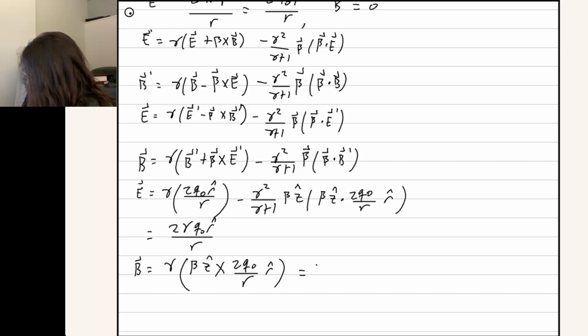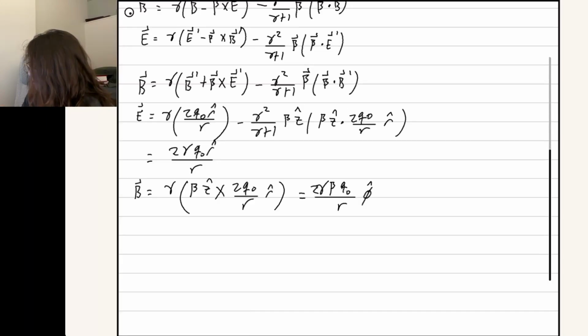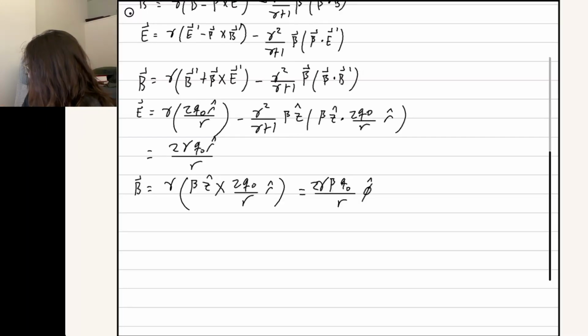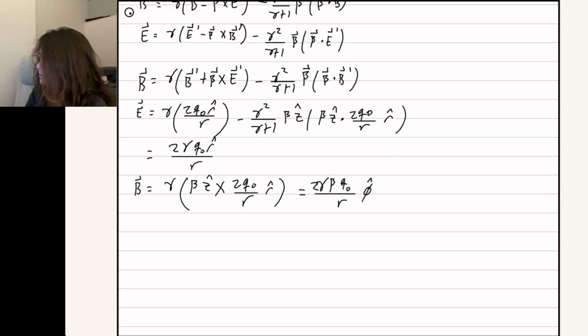Then we have gamma beta 2q naught over r, and z hat cross r hat is just phi hat. This is cylindrical coordinates. So that's looking fine. And I'm going to just leave the fields like that and move on to calculating the current densities.